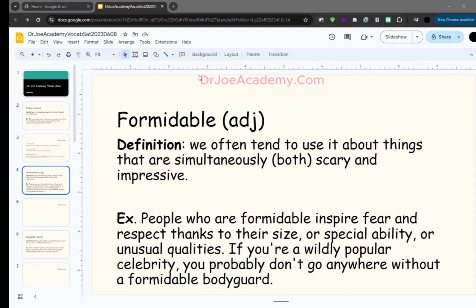So I'm going to give everyone a couple minutes to write their sentences using the word formidable. And if you do have any questions about this word, or if you do need any help with your sentences, then let me know and I will help you.